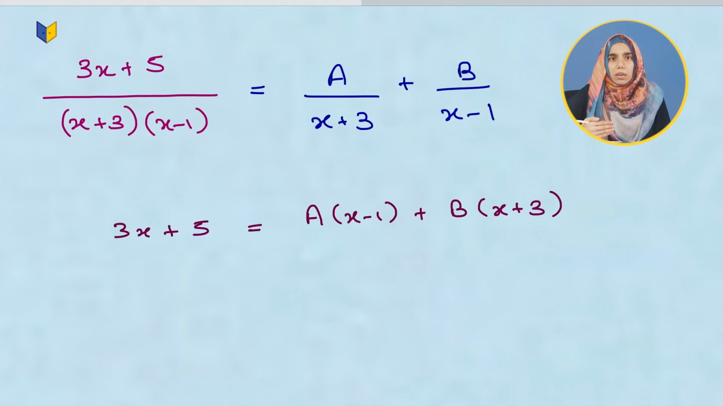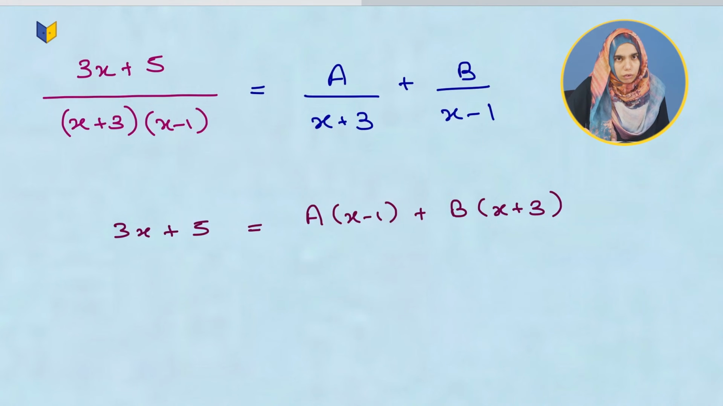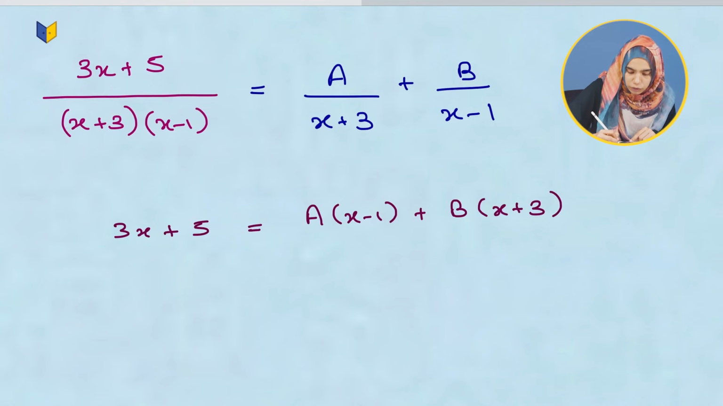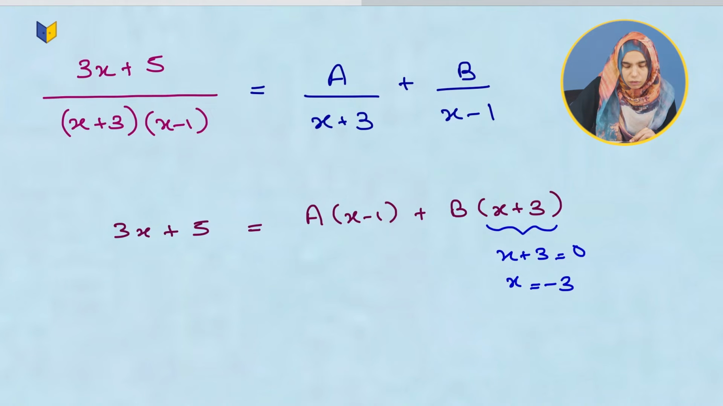We just need to compare the numerators and find the unknowns, for which, once again, we have two methods. Either expand the right hand side and compare coefficients, or use the cover-up method. I'll go for the cover-up method. For the cover-up method, let's say I want to find a first. So I have to figure out the value of x which makes this 0. And that's obviously minus 3. To make this 0, I can only take x as minus 3.